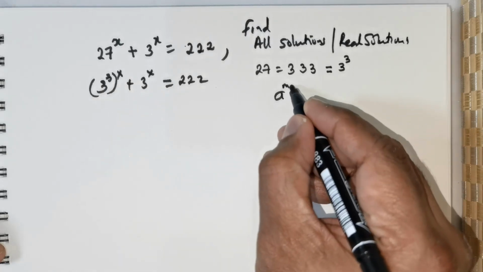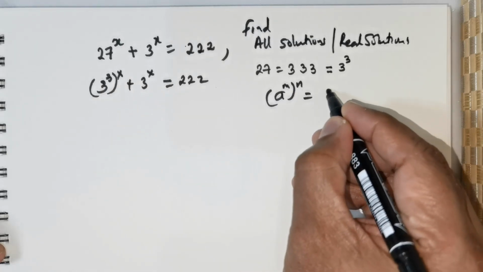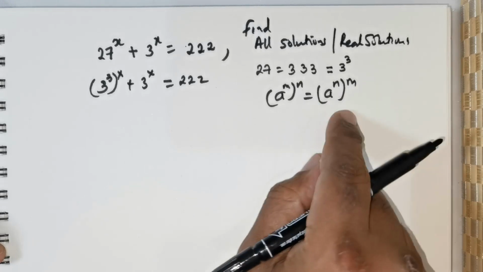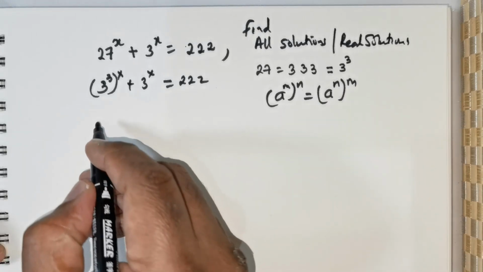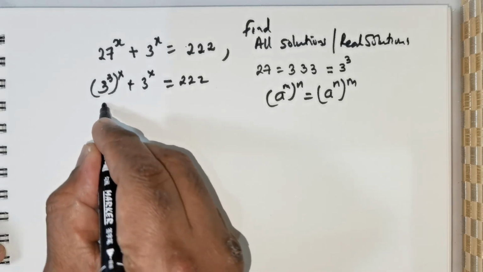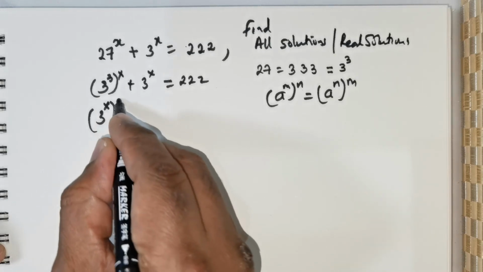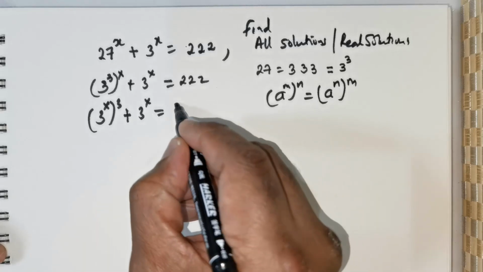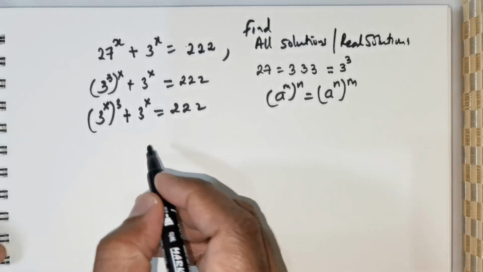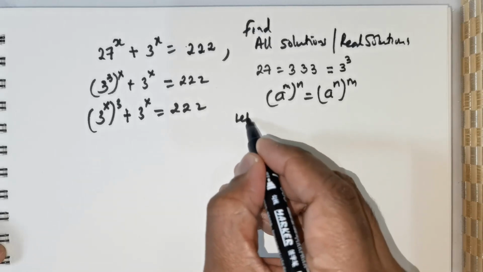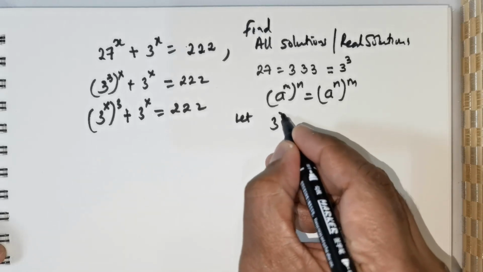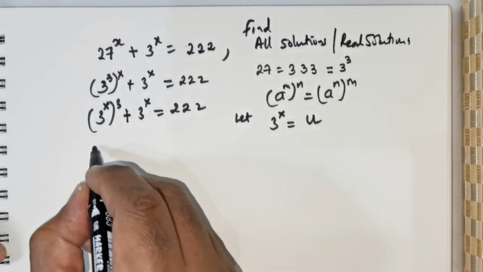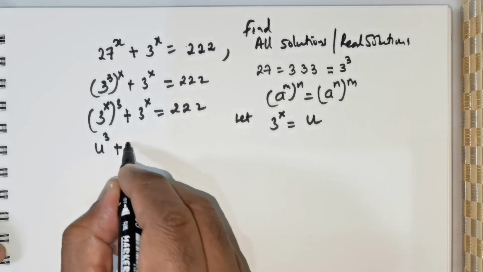Now a raised to the power of m, whole raised to the power of n, can be rewritten as a raised to the power of n, whole raised to the power of m. We can interchange the indexes. So this is going to be 3 raised to the power of x, whole raised to the power of 3, plus 3 raised to the power of x is equal to 222. Now let me take 3 raised to the power of x to be some u. So this is going to be u cubed, plus u.